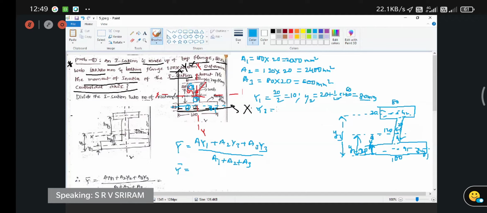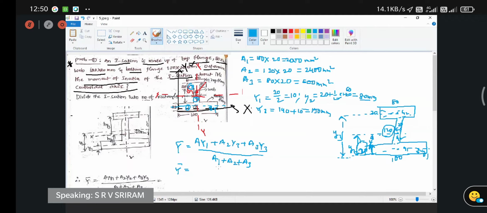So y3 is equal to how much? From the base, it is going to get the distance from here. So 20 plus 120 plus 20 divided by 2, half of this one. For the third section, it is height divided by 2, no? So that's 20 plus 120, which is 140, plus 20 divided by 2, which is equal to 10. So 140 plus 10, 150 mm.